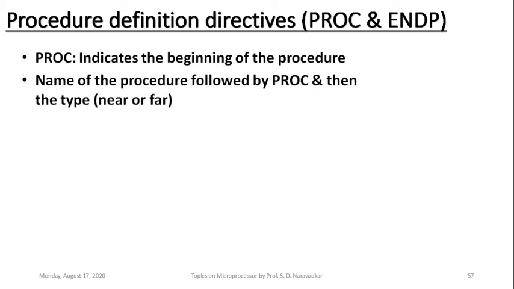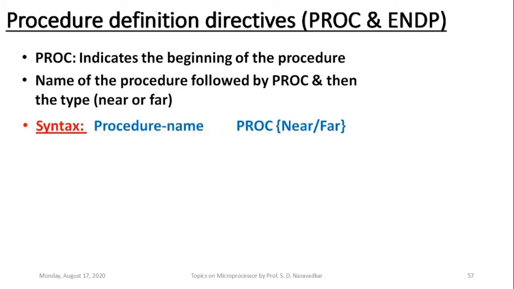The type of that procedure can be a near procedure, within the same code segment where my main program is present, or there can be a far procedure. It means that the main program is in one code segment and the procedure is located in some other, totally distinct code segment. Such procedures are called far procedures here. And here is the syntax. Okay, the procedure name is first of all to be defined. Then PROC is a keyword indicating that this is the procedure. And then subsequently it should define whether it is a near procedure or a far procedure.